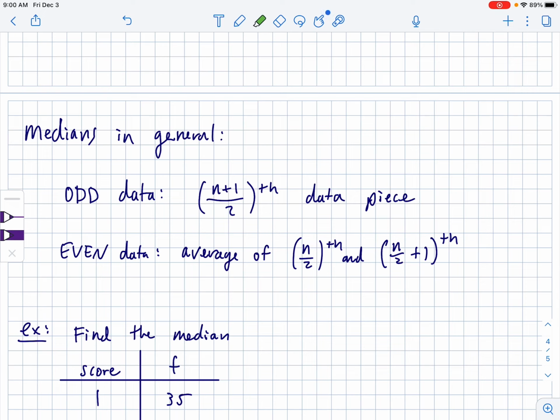So medians in general, if it's an odd data set, then you just take n, so n is your total frequency for the data, and you add 1 and you divide by 2, and that'll tell you which data piece it is. That does not give you the actual median, it just gives you the location of the median in terms of the whole data spread. If you have an even number of data, then you have to average the 2 middle ones, and the 2 middle ones are the n over 2th and the n over 2 plus 1th.